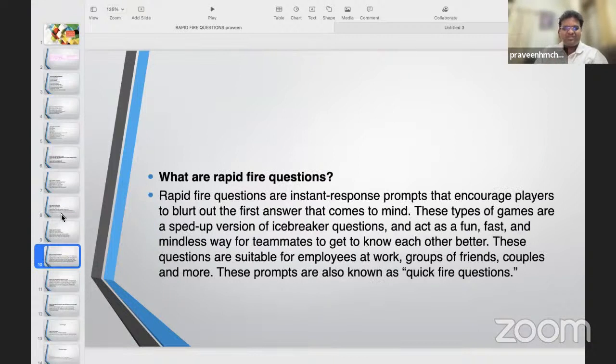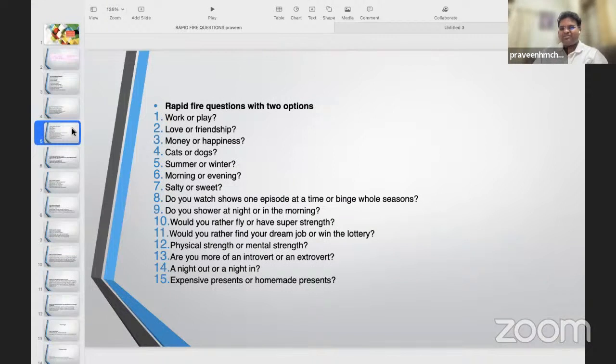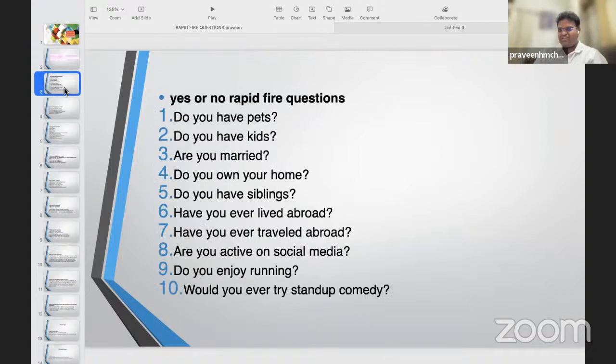So, Mohan sir, coming to you, I'm going to ask you a question with two options. Do you like work more or play more? Play. Money or happiness? Money. Cats or dogs? Dogs. Morning or evening? Both actually. You want me to choose one? No, which comes first? Mornings. Excellent, sir.